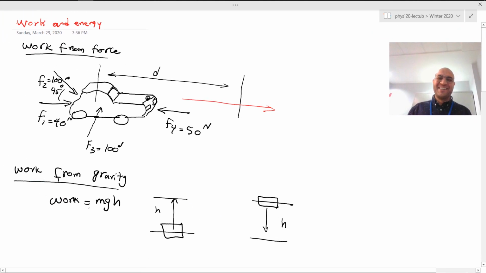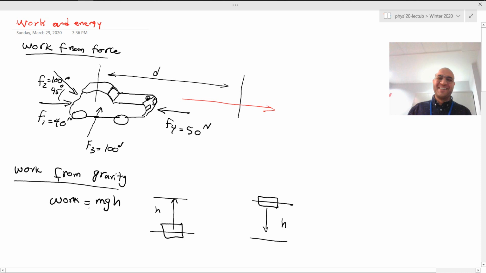Now, there are different people that are helping us. One is a person with a force of 40 Newton pushing forward. We have another person with a force of 100 Newton at an angle of 45 degrees. Force F3 is 100 Newton and force F4 is 50 Newton. I would like to calculate how much work each of these forces does. Now, just by looking at this picture, who is the most efficient person?